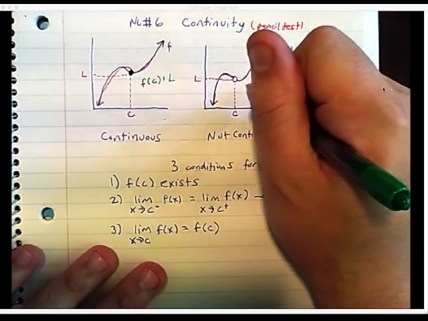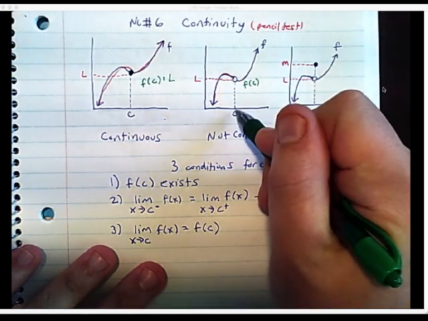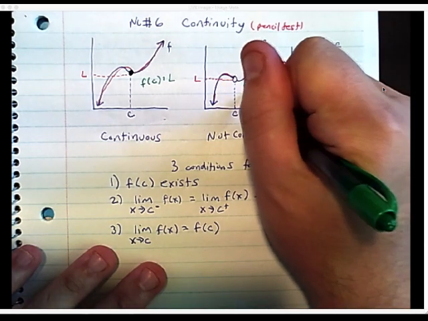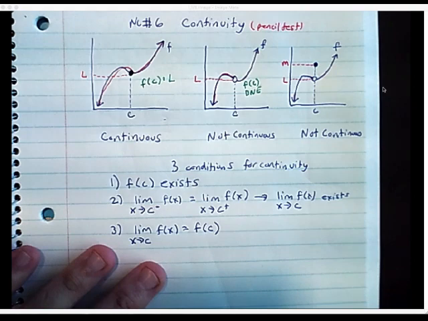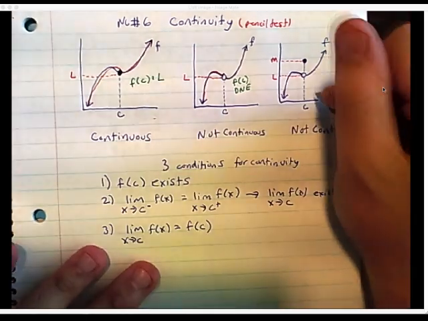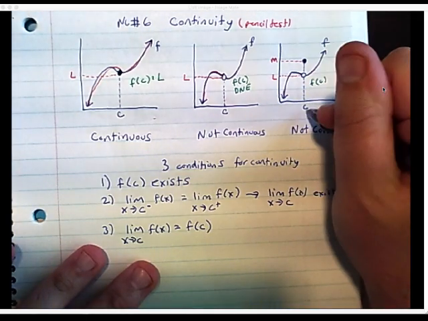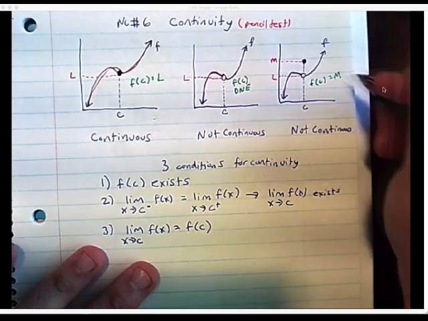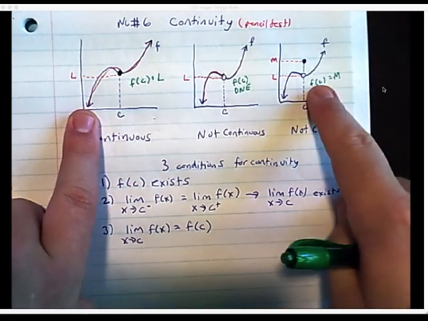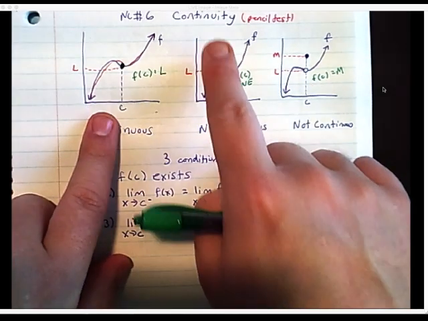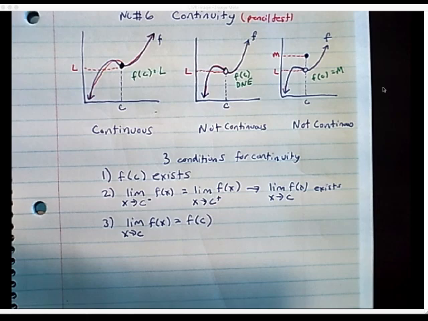Now in the next graph, when you plug in c, this is an open circle, so it doesn't have a y value there. So here, f of c does not exist. Right away, it doesn't meet the first condition. On the third graph, when you plug in c, you go up to the filled-in circle, and there it's m. So graph 1 and graph 3 both meet the first condition. So far so good on these 2. This one is not continuous because it doesn't meet the first condition.